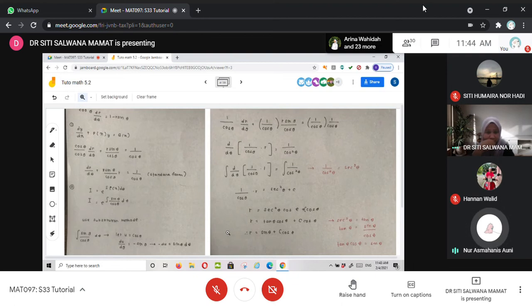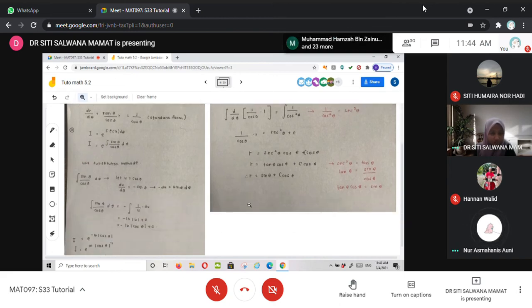So, cos theta over cos theta times dr over dt plus yang negative r sin theta bawa ke left hand side. So, plus r sin theta divide by cos theta equal to 1 over cos theta. So, standard form dr over dt plus sin theta r divide by cos theta equal to 1 over cos theta. So, second step cari integrating factor. So, integrating factor I equal to e power of integrate p(x) d theta. So, p(x) kita sin theta over cos theta.